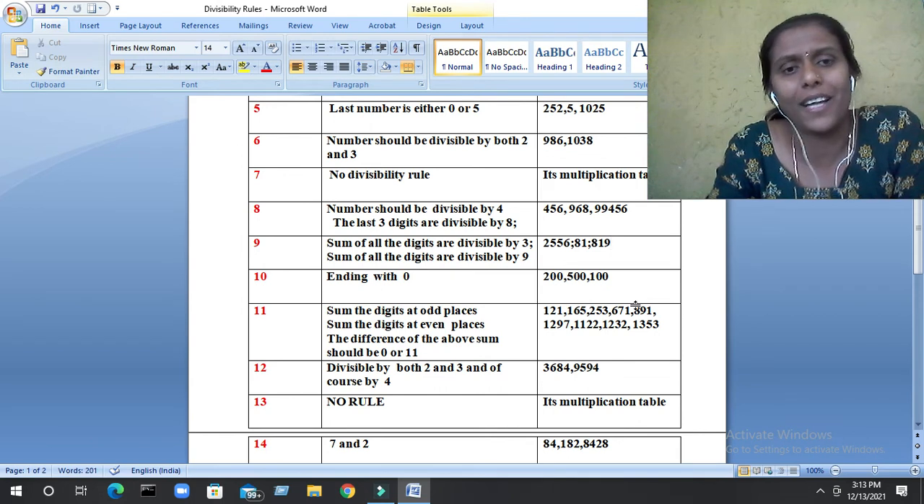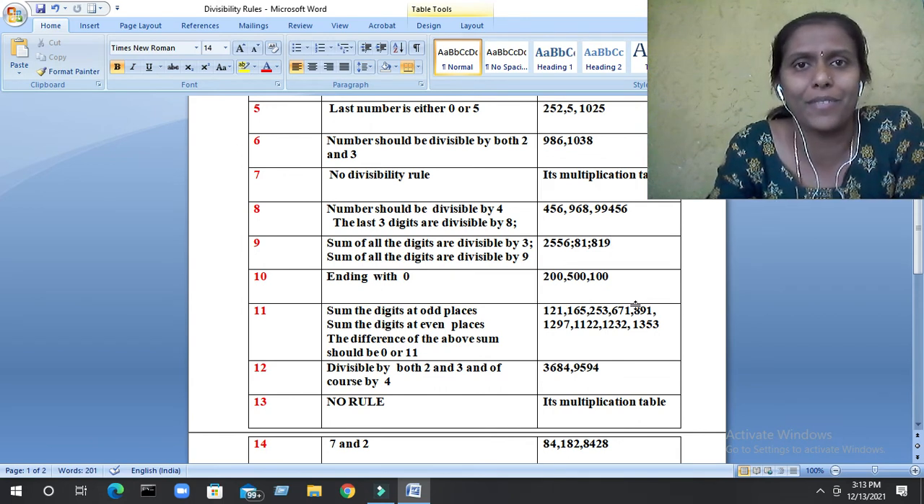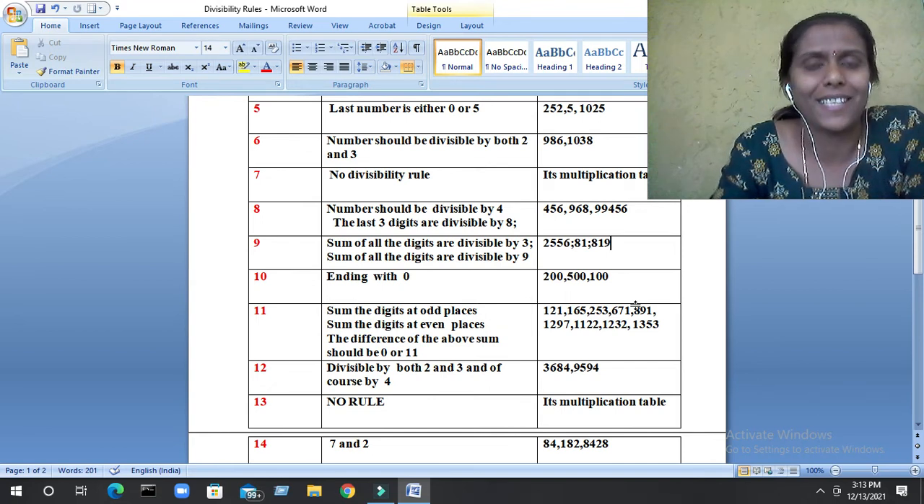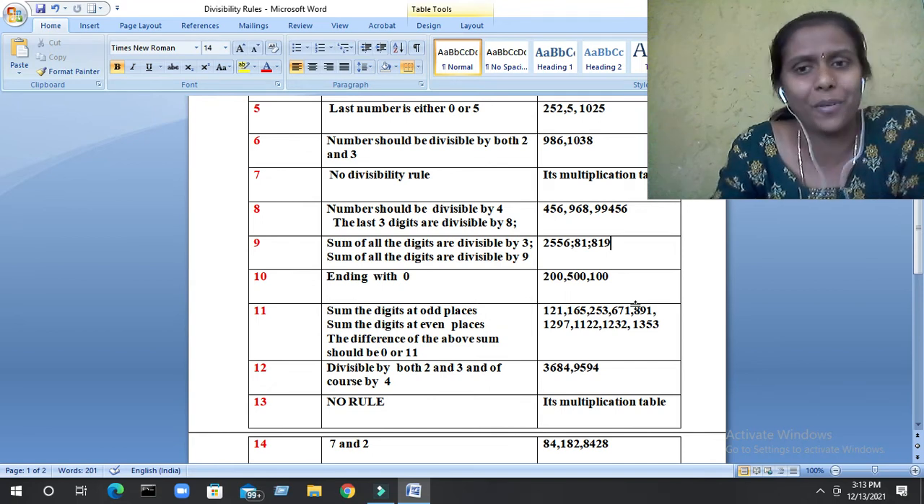Go for the divisibility rule of 10. It is as simple as any number ending with 0, which we all know. Go for the divisibility fact of 11.